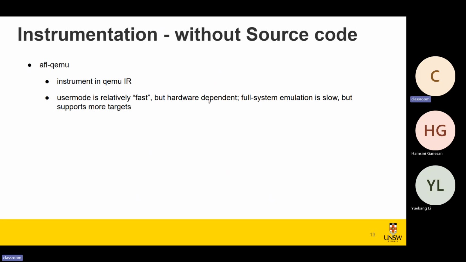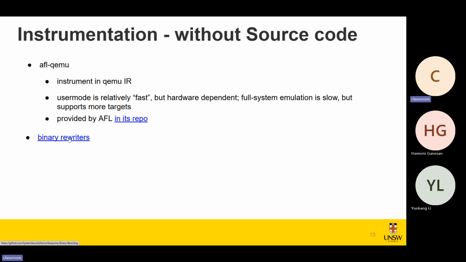So this simulator is hardware dependent. It means that the target program we are running must be compiled for the same OS as the operating system we run the simulator on. However, if we compile the target for an ARM CPU, and we want to run the simulator on a machine with an Intel CPU, then we need full system simulation. But this one is slow. However, as we can see, it can support more targets, and it is the default binary instrumentation tool provided by AFL in this repo, and this is a link to the related files.